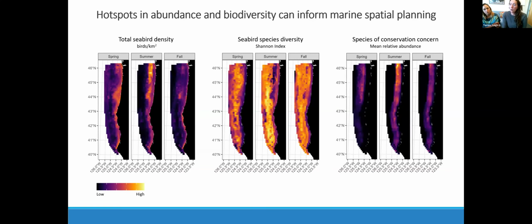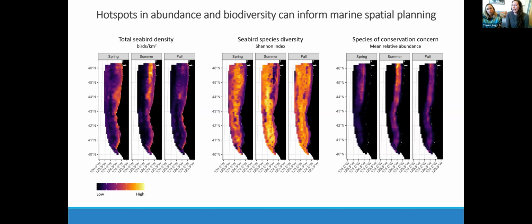So here are some more really colorful maps that I'll step you through. This is a way of visualizing those three different questions that I just laid out. The leftmost panel is total seabird density, so this is where the most birds are. In this case, the warmer colors are areas with the highest number of birds per square kilometer. The middle set of panels is the species diversity, and that's the evenness of different species occurring. In this case, the warmer, brighter yellow colors are areas with higher species diversity.